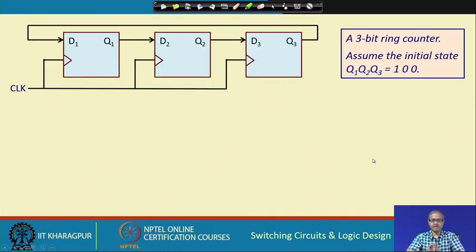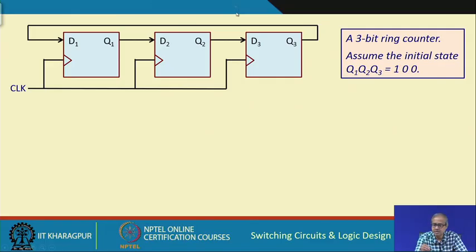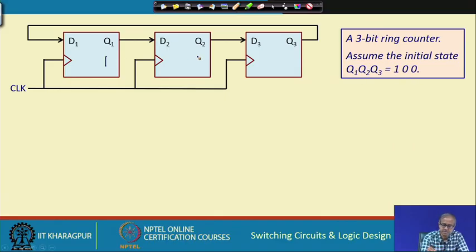So, this is how a ring counter looks like. Here I am shown the diagram of a 3 bit ring counter. There are 3 flip flops, the output Q3 is connected to D1, and we assume that initially we load the flip flops with 1 0 0. So, this has 1, this has 0 and this has 0.